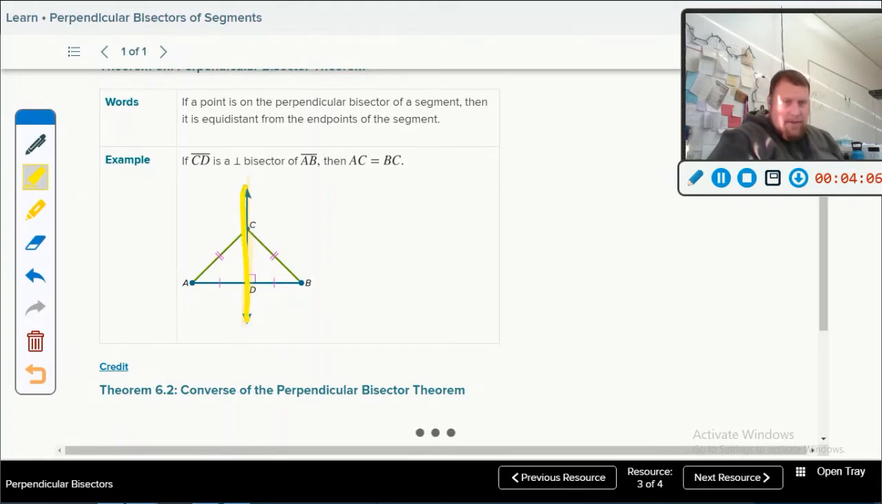If CD is a perpendicular bisector of AB, what does that mean? It means it cuts it exactly in half. Those two sides equal each other. Then what do we also know? We also know that AC is equal to BC. So if you draw a point from the endpoints of that bisected line to anywhere on the bisector, they will be equidistant. That is the theorem, 6.1. Pause this, write it down, ready, set, go.